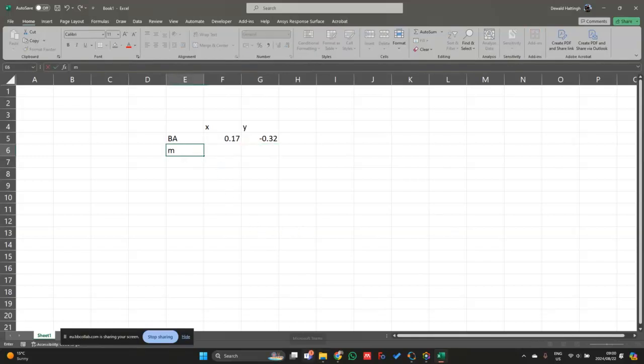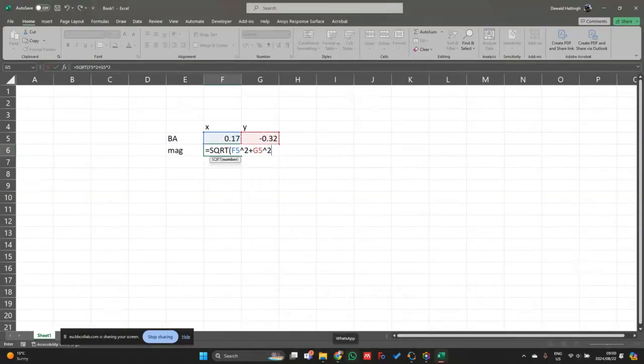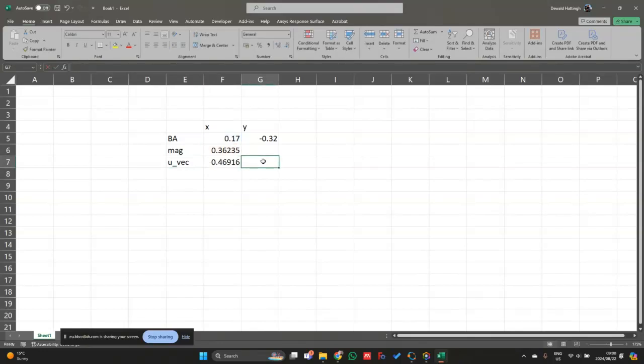Right, and then I can just find the magnitude as well. So I'm just going to say mag, and that will be equal to the square root of whatever x is squared plus whatever y is squared. All right, and then lastly, I can find the unit vector. So I'm just going to say uvec, and that will be equal to the x value divided by this value, and then the y value divided by the magnitude as well. Okay, so I get 0.47 and minus 0.88.